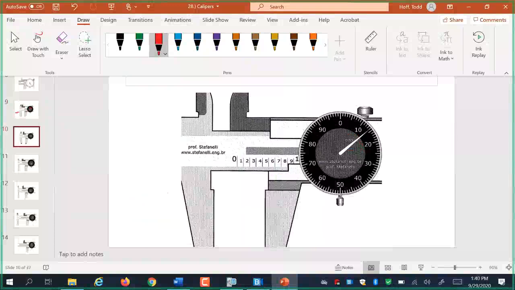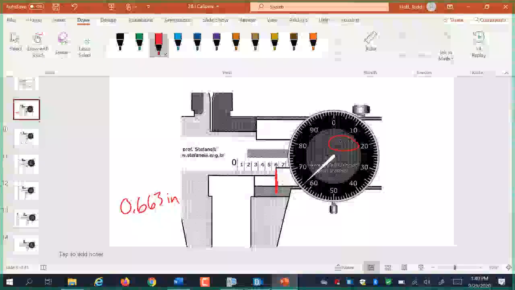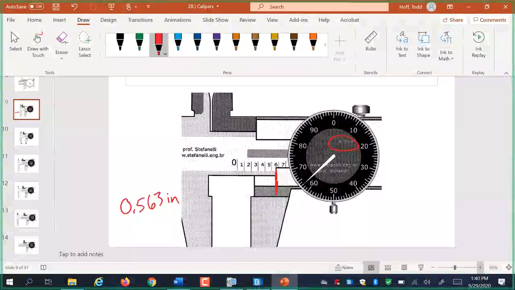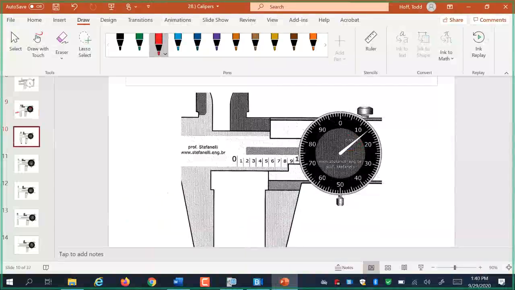Shouldn't that one be 5? 0.563. Thank you. Yes, we're not to the 6 yet. 0.5. Thanks. How about this one?